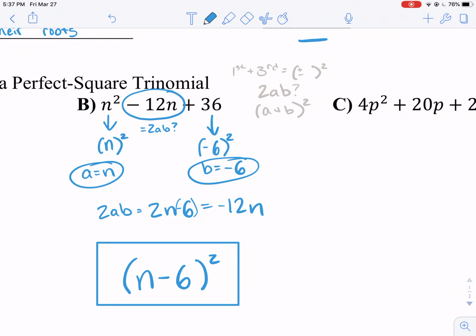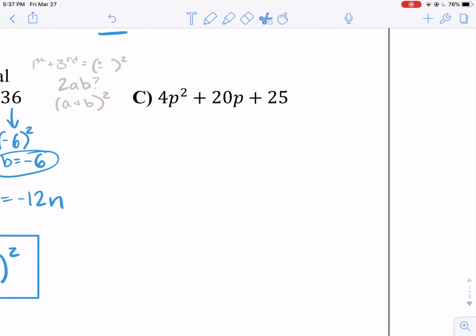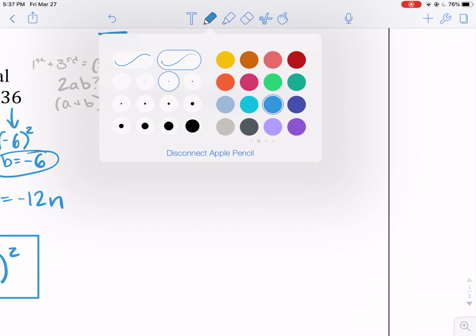And finally, let's check out number C. Check out example C. Remembering your process right here, check the first and third term. Are they squares? Is the middle term equal to 2 times the roots? If so, then write it as a square. Go ahead and pause the video and try out your skills. Okay, let's go ahead and get started.